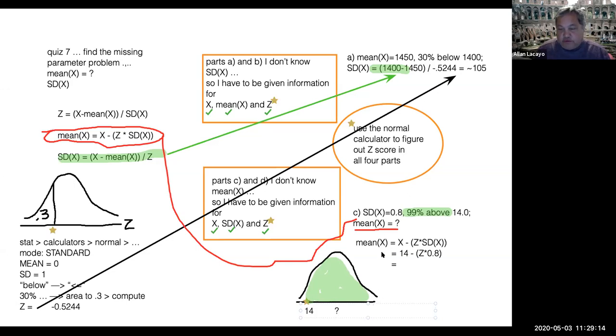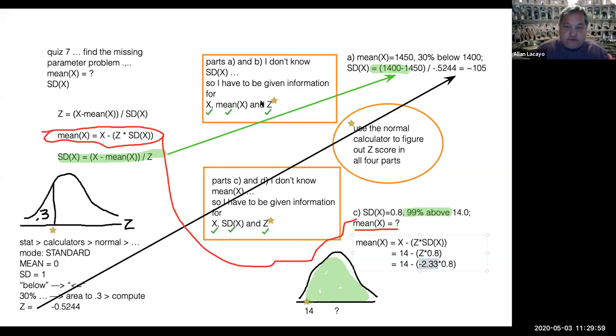And you know the deviation is 0.8, so then you just need to know what the z-score is. What is the z-score of 14? So this is 14 minus negative 2.33 times 0.8. And you might be asking, how the heck did I get minus 2.33? I got that as the z-score of 99% above the marker.